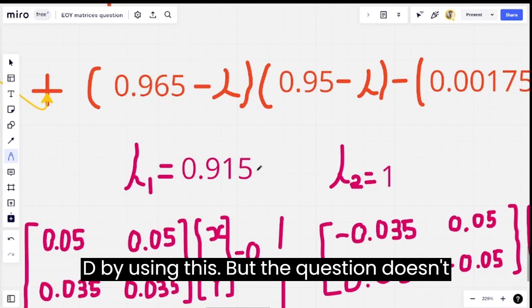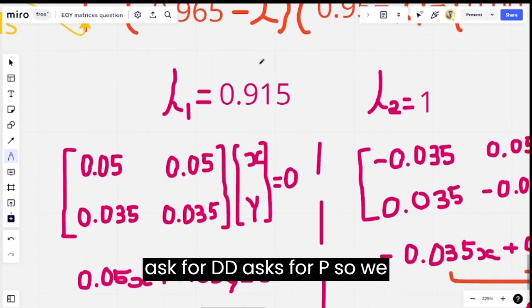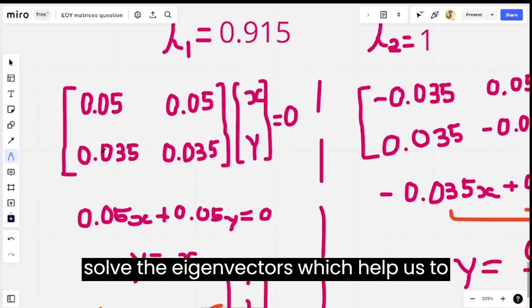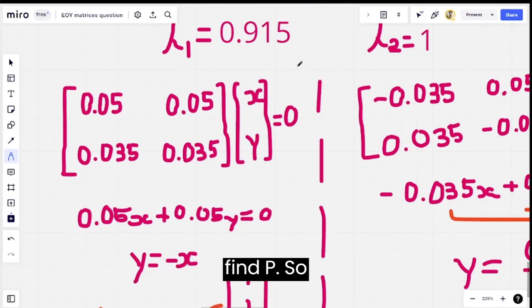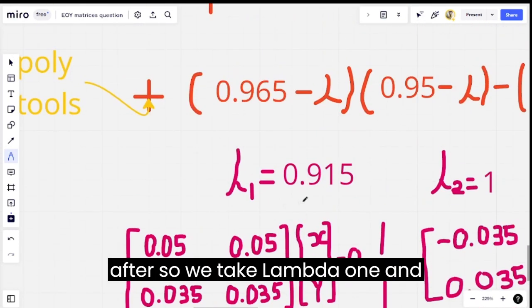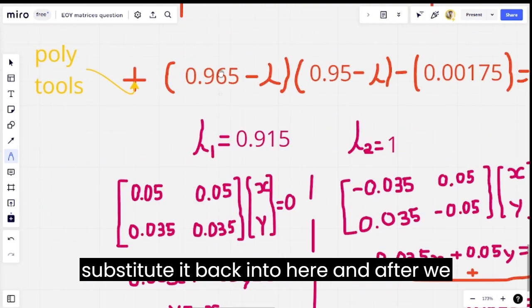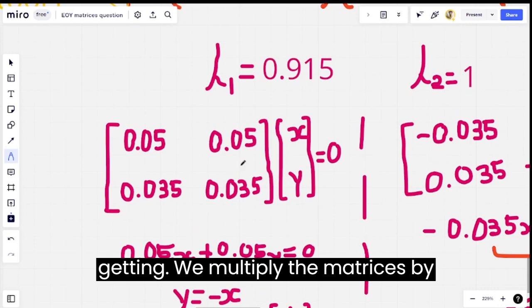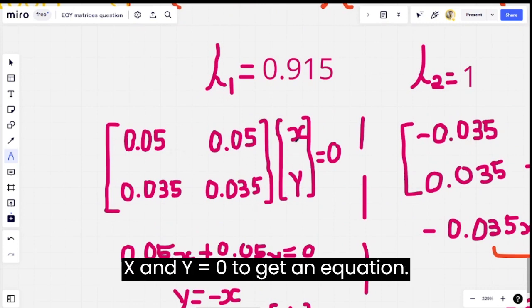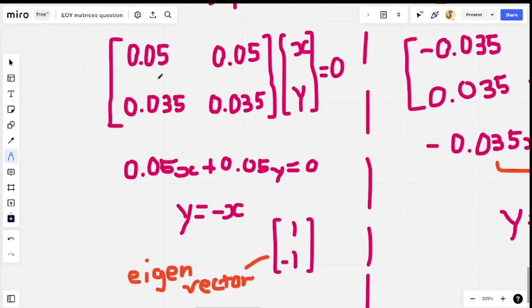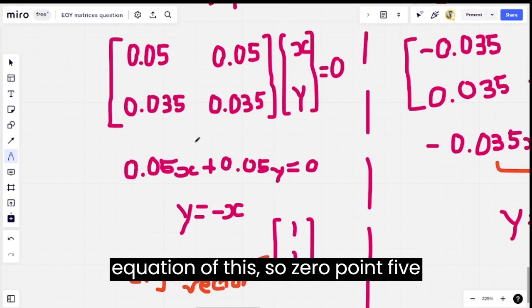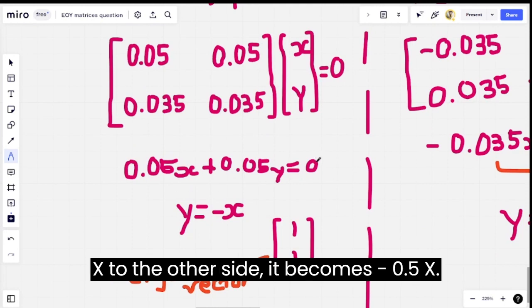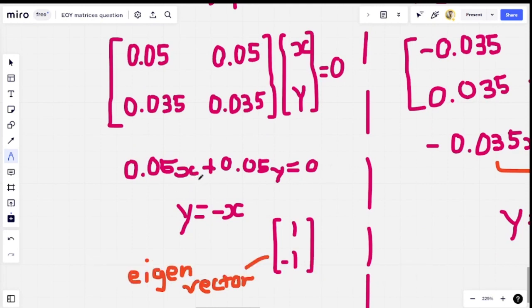So we've already found D by using these, but the question doesn't ask for D, it asks for P. So we use the eigenvalues to solve the eigenvectors, which help us to find P. So we take lambda 1 and substitute it back into here, and after we substitute them, this is the matrix that we'll be getting. We multiply the matrix by x and y equals 0 to get an equation. We're only going to use the first equation of this, so 0.5x plus 0.5y equals 0. We move the x to the other side, it becomes negative 0.5x.